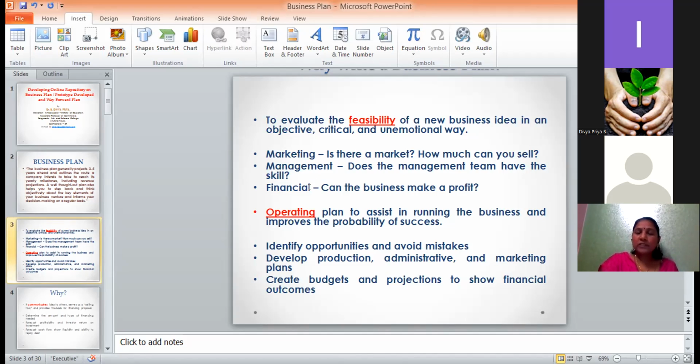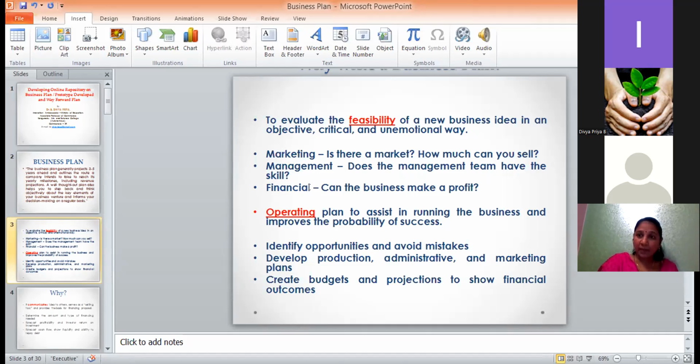And when you start developing a business plan, you can check over the operating plan. The operating plan is just checking what is happening day by day in your business. So it helps you to attain success. The operating plan assists in running the business and improves the probability of success. It identifies business opportunities and helps you to correct mistakes. It helps in administrative prediction and marketing plans.